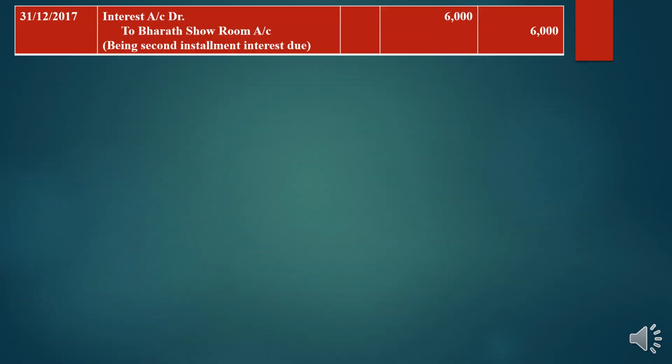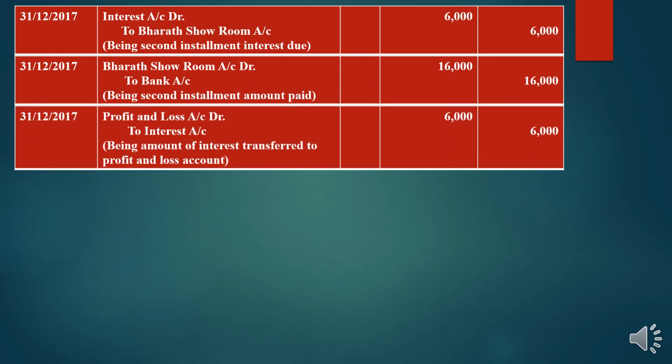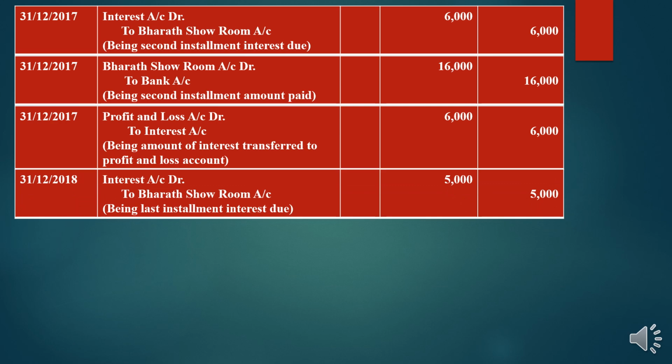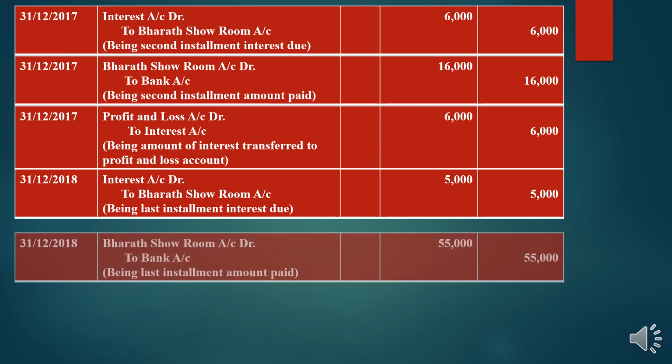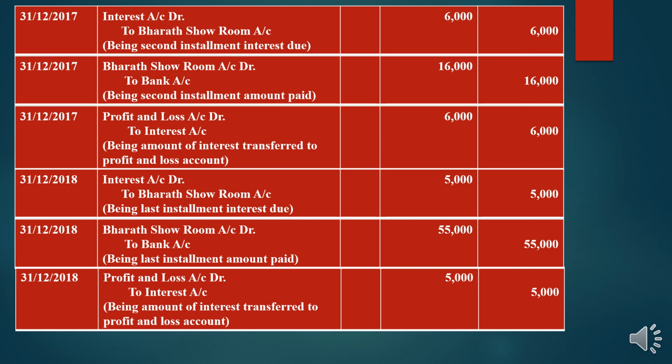For 2017, first the journal entry for the interest amount due. Next, the installment paid. Next, the journal entry to transfer interest to profit and loss account. The next journal entries for 2018: first, the installment interest due; second, the journal entry for the installment amount paid; last, the journal entry for interest transfer to profit and loss account.